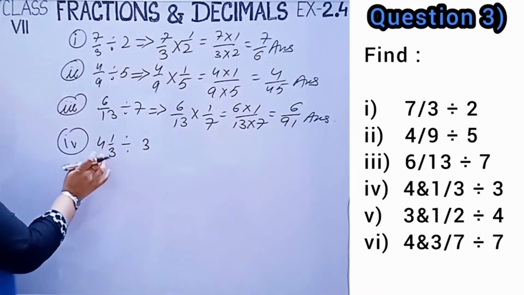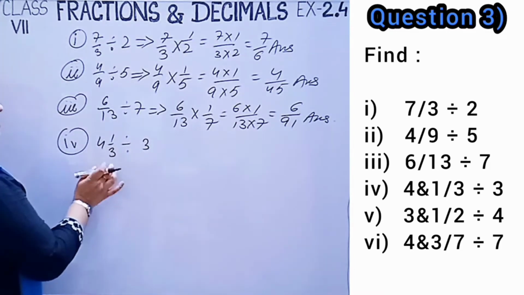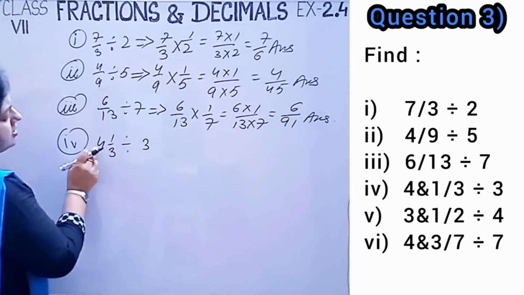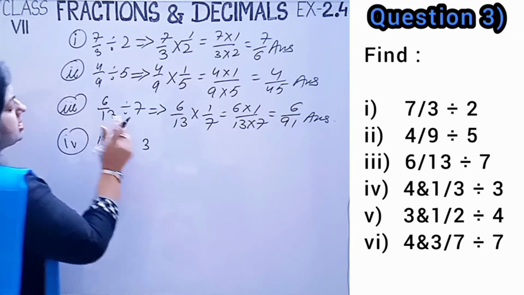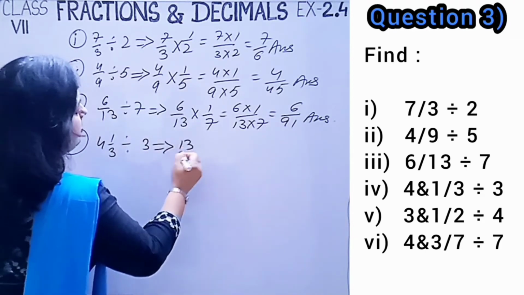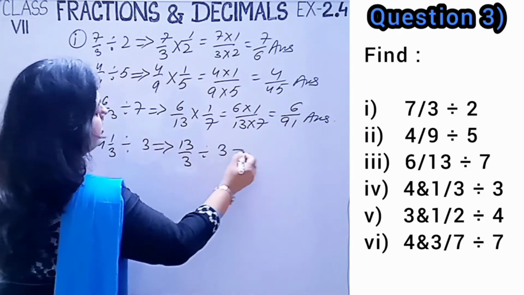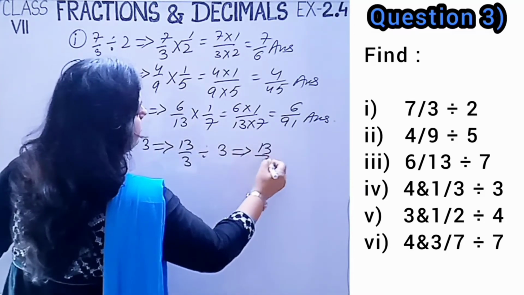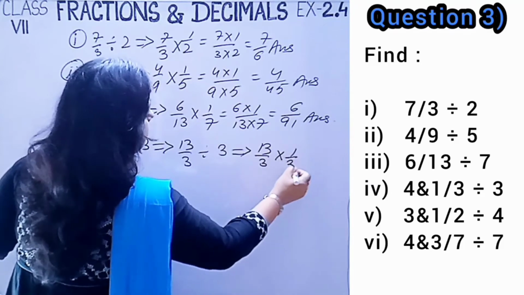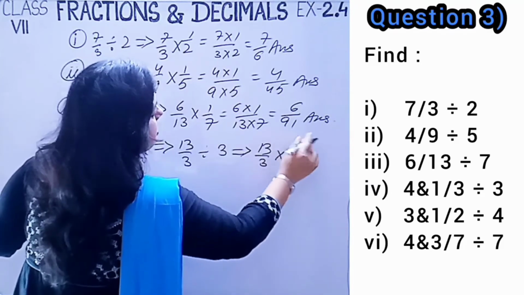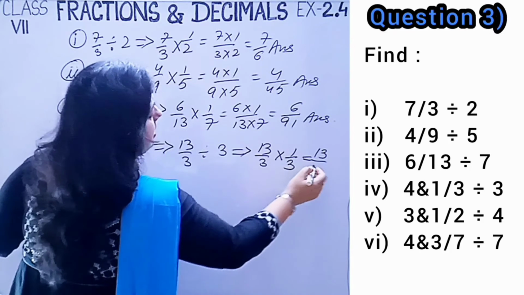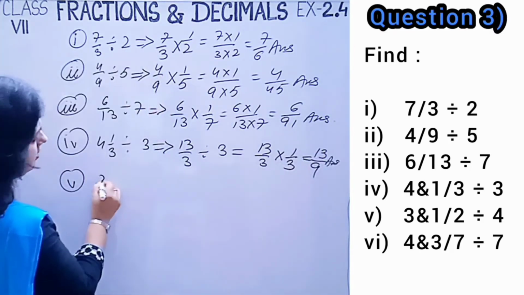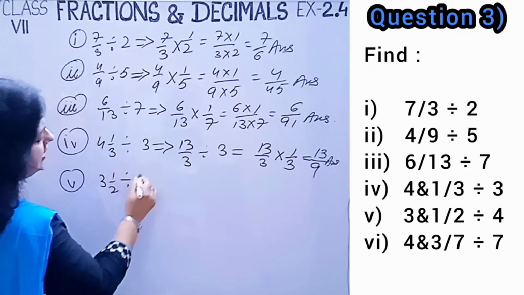Fourth part, 4 and 1 by 3 divided by 3. So this is a mixed fraction. First of all, we have to convert this mixed fraction into an improper fraction. So 3 4s are 12, 12 and 1, 13. So 13 upon 3 divided by 3. Now 13 by 3 into 1 by 3. So here 13 ones are 13 and 3 3s are 9. Answer.